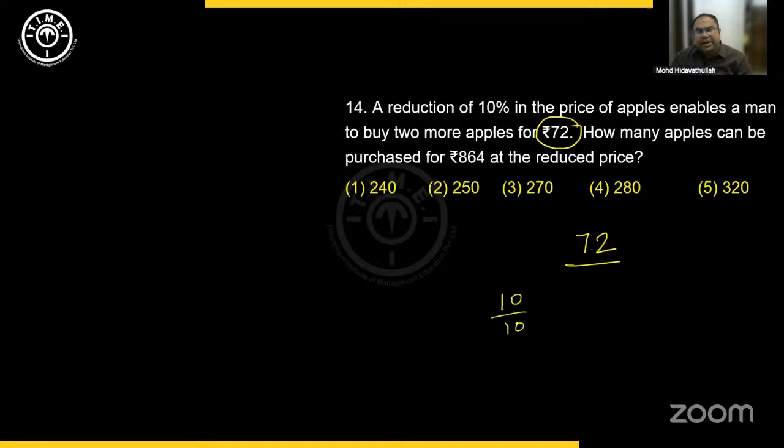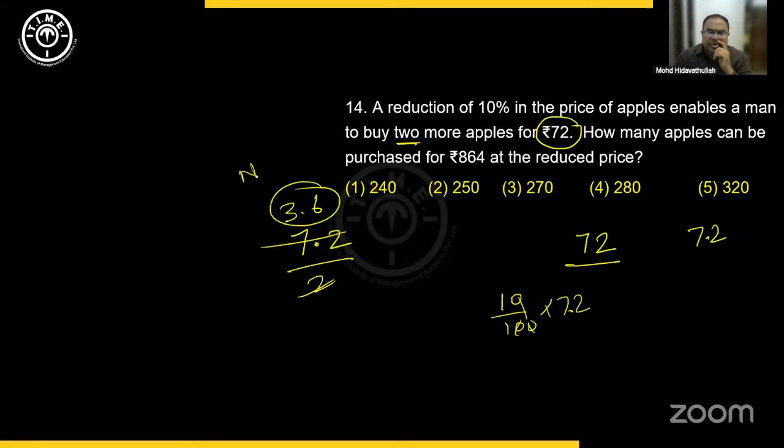10% of 72 will be 7.2. I can directly write I am taking 72 rupees. If price drops 10%, whatever amount I am carrying, I will get refund 10% of that. So the shopkeeper is refunding me 7 rupee 20 paise. Then I told him, okay, price has reduced, so you're returning me. I don't want money. Instead of that, give me apples. He gave me 2 apples. What's the price of each apple? 3.6. This is my new price.